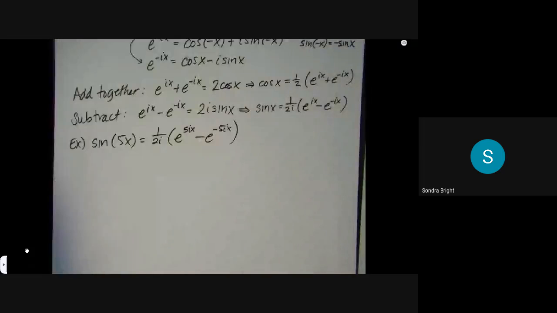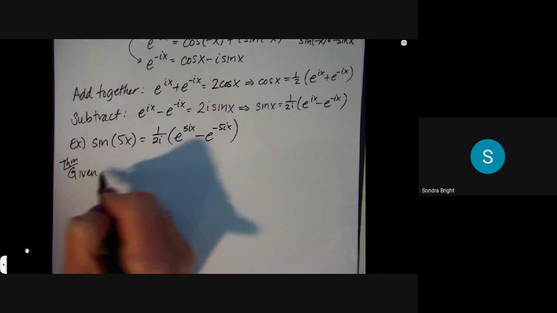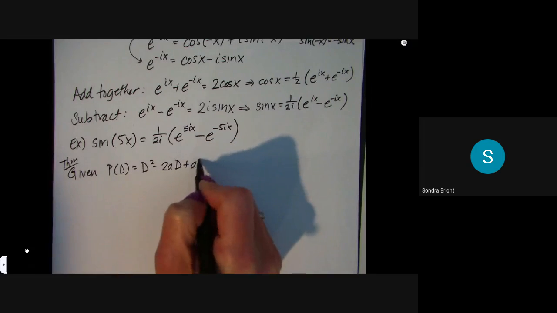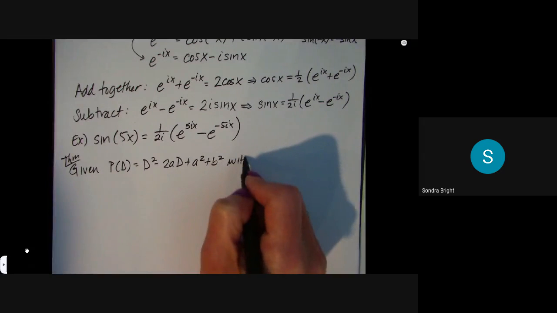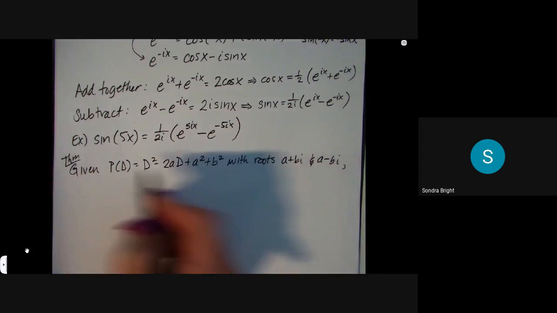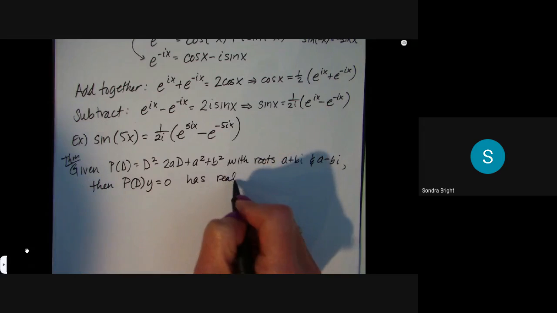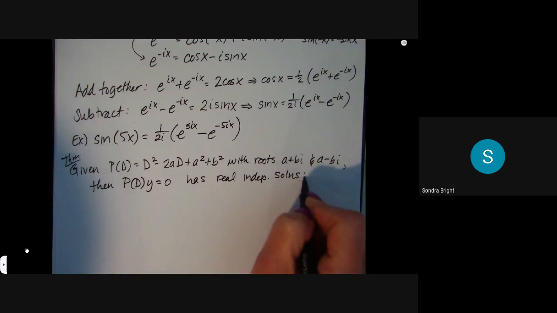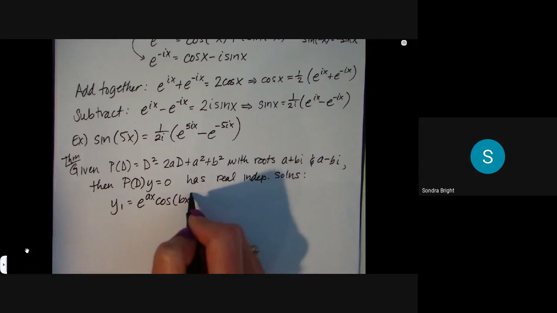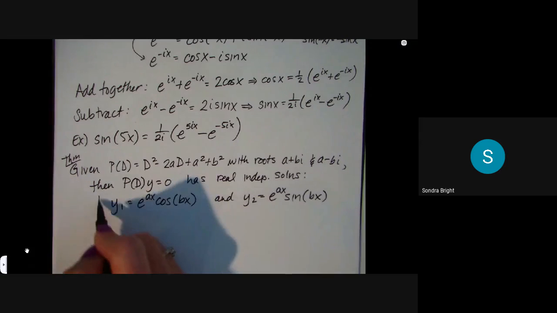All right, so we have that theorem. I'm not going to write the whole thing, but given P of D equals D squared minus 2aD plus a squared plus b squared, with roots a plus bi and a minus bi, then P of D y equals 0 has real and independent solutions. y1 will be e to the ax cosine of bx, and y2 will be e to the ax sine of bx. That's what we're going to use.